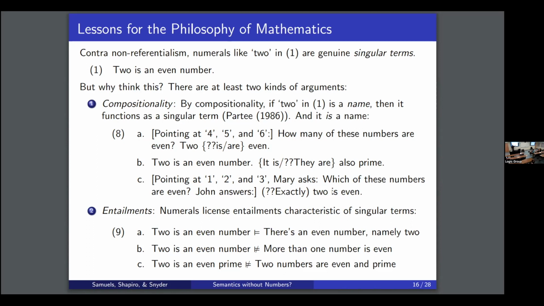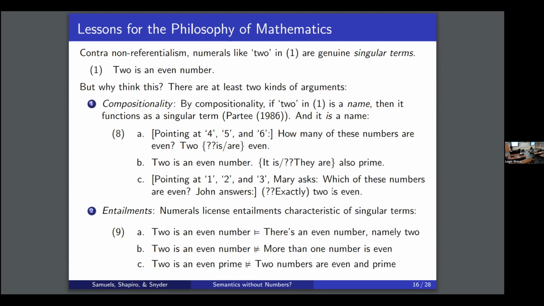On the other hand, adjectival uses of number words can be, right? How many numbers are here? Exactly 3. That's fine. So again, this has to be a numeral. It's a numeral, a name of a number by compositionality. It has to be a singular term. That's a simple argument. Here's a second kind of argument that may be a bit more controversial.